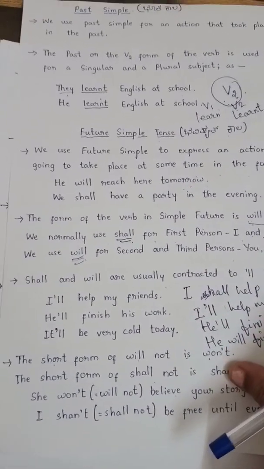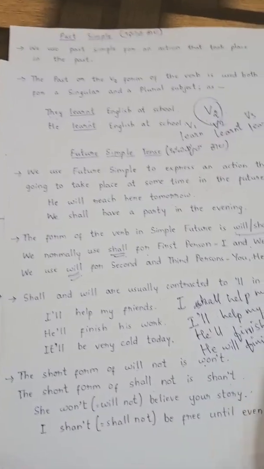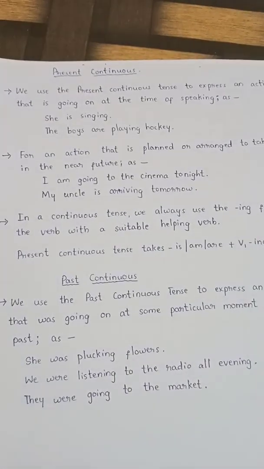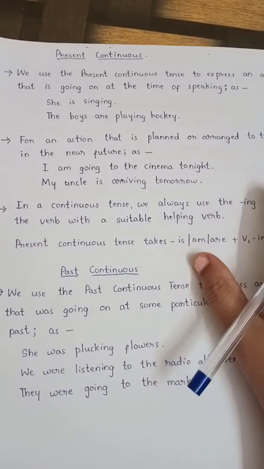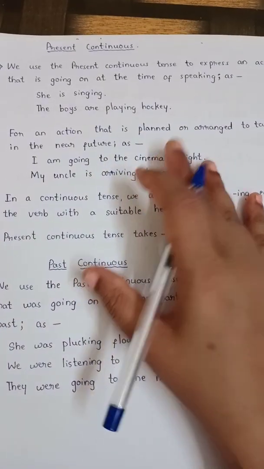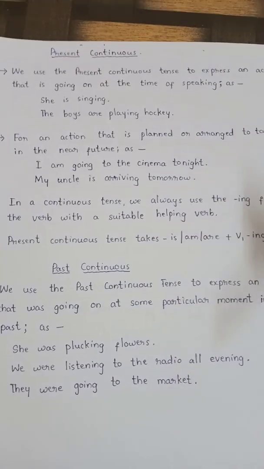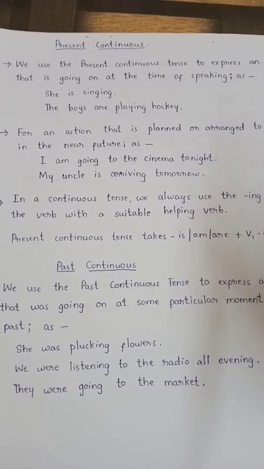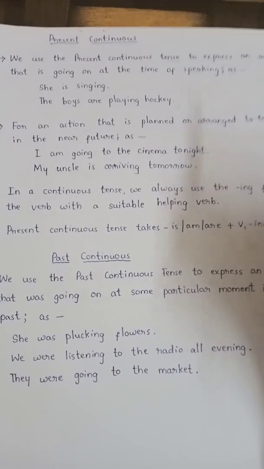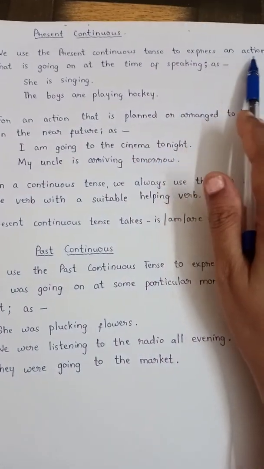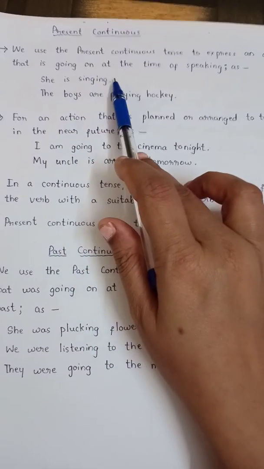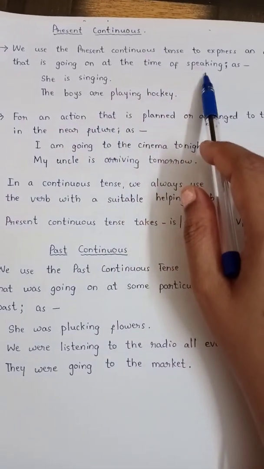Okay children, so next we'll go for present continuous. Okay, so when we will use present continuous, so as you all told, present tense, it is what, vartamana kala. Okay, so we use the present continuous to express an action that is going on at the time of speaking.